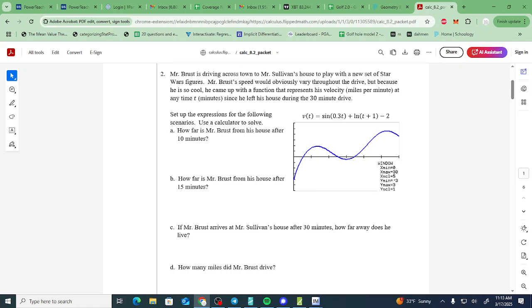It just says set up the expressions, so you're done. You can type it in if you want to get an answer, but it says just set up. A lot of things in this unit will start to say just set up. It's like, we know you can put it in the calculator, so just set it up and we're good.